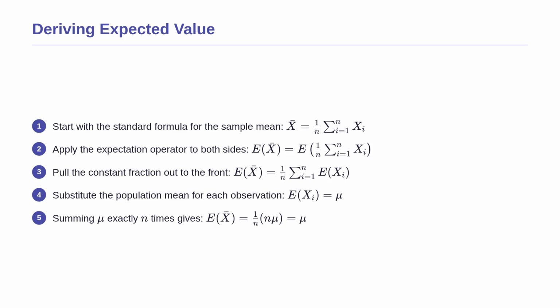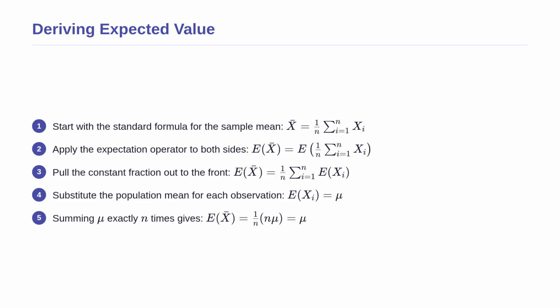Now that we know the expected value is equal to the population mean, let us prove why this is mathematically true. We start with a standard formula for the sample mean, which is the sum of all observations divided by the sample size n. We apply the expectation operator to this entire formula. Since the expected value of a sum is just the sum of the expected values, we can pull the constant fraction 1 over n out to the front.